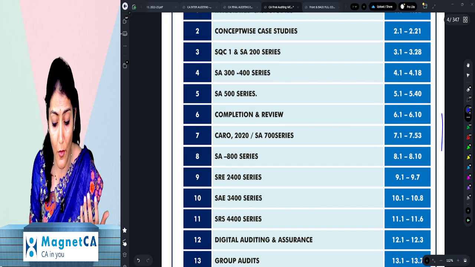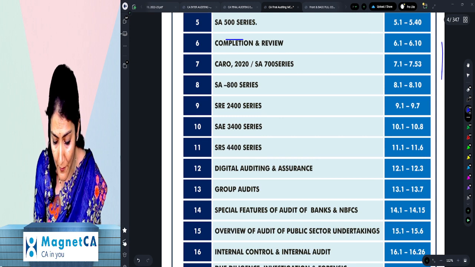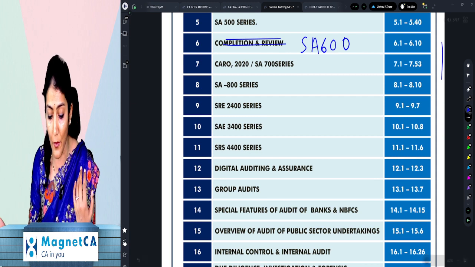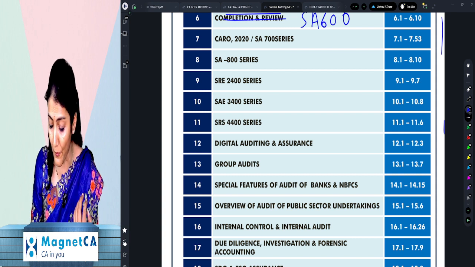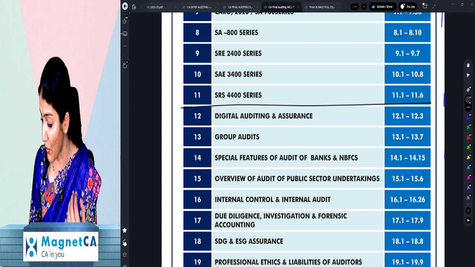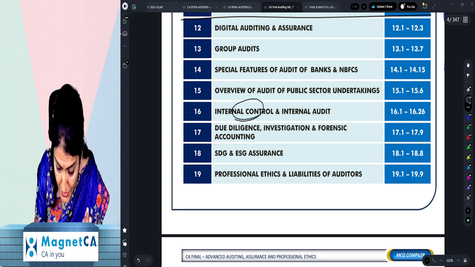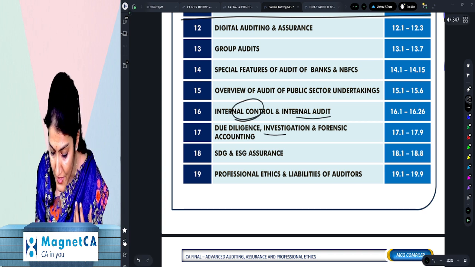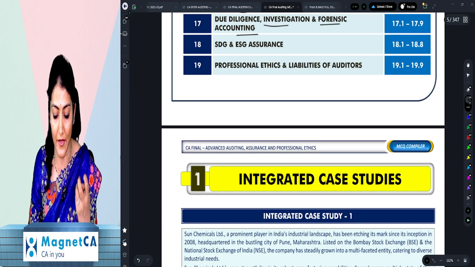Then chapter number 3 onwards we have the standard series, that is SQC 1, 200, 300, 500, and the 600 series, which should have been named as the SA 600 series. After that you have CARO and the SA 700. Then our 10 new standards which have come, the 800, 2000, 3000, 4000 series. Apart from these standards, we have digital auditing and assurance, group audit, audit of bank, NBFC, PSU. Then also some additional MCQs regarding internal controls, internal audit, due diligence, investigations, forensic accounting, SDG ESG assurance, and the ethics and liabilities of the auditor.